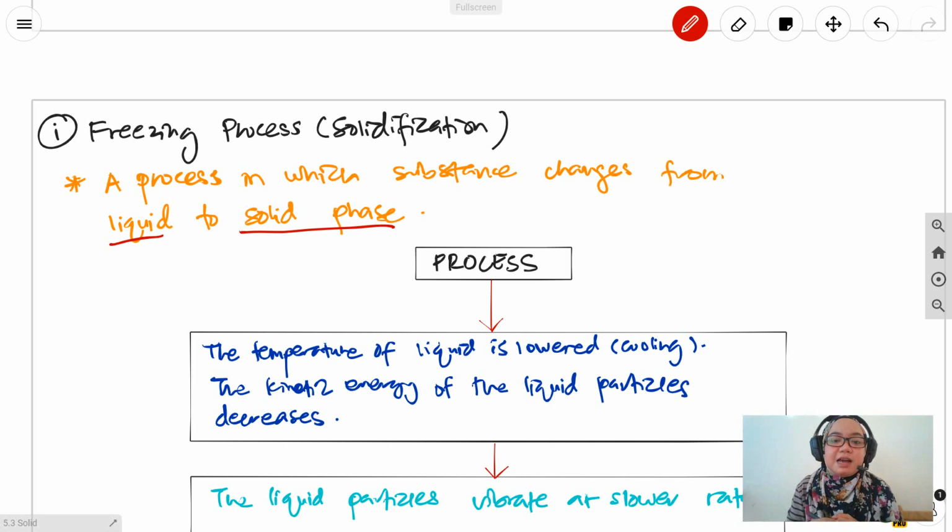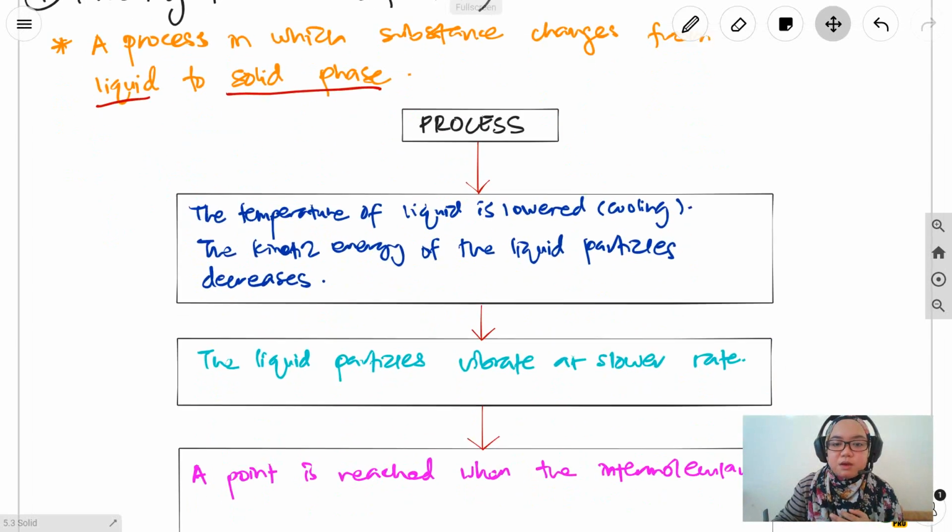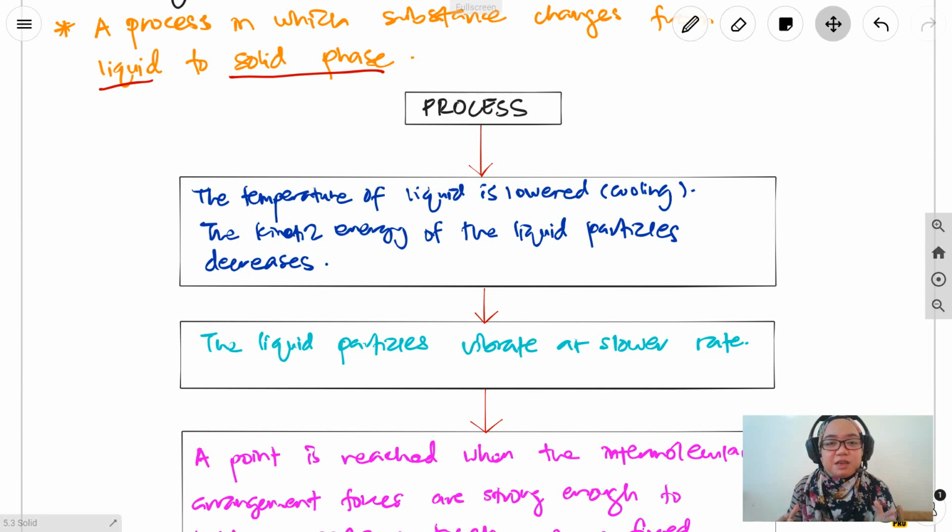Now let's see how the freezing process happens. First of all, when we are going to freeze something, we are going to put the substance in a low temperature room, for example a freezer or refrigerator, but most commonly a freezer, because in freezing we want to change it from liquid to solid phase. We are going to put, for example, water inside the freezer.